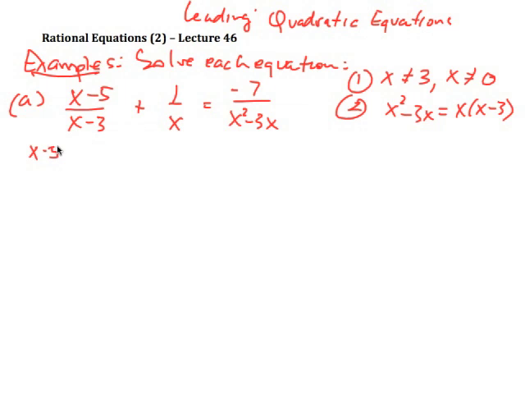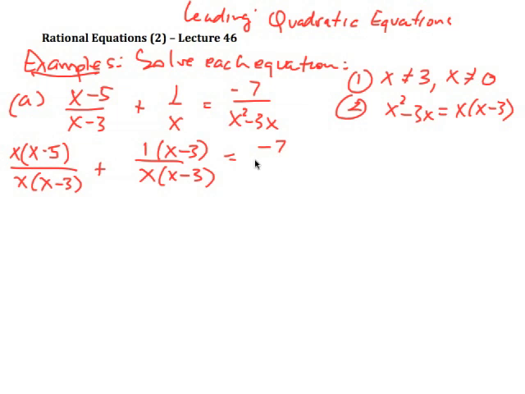So for this term we multiply the top and the bottom by x so that I have an x(x - 3). Here we multiply the top and the bottom by x - 3 to get the common denominator, and over here we have -7 over x(x - 3). Now we have a common denominator, so this implies that x(x - 5) plus 1 times (x - 3) must be equal to -7.